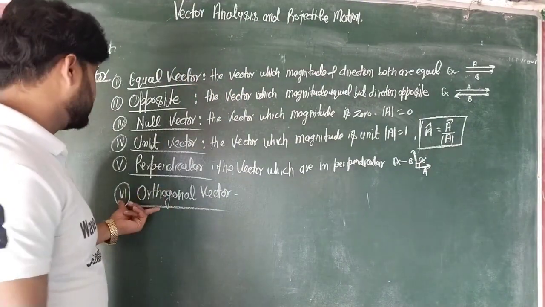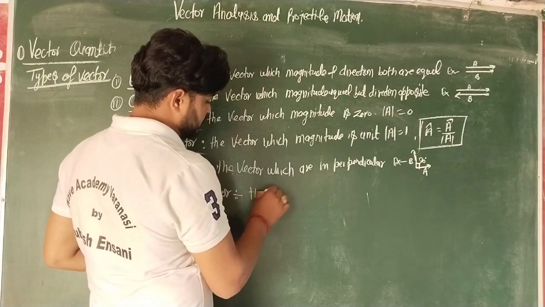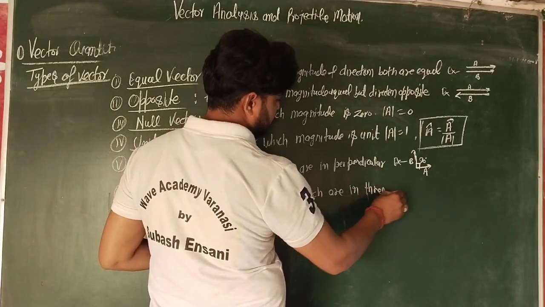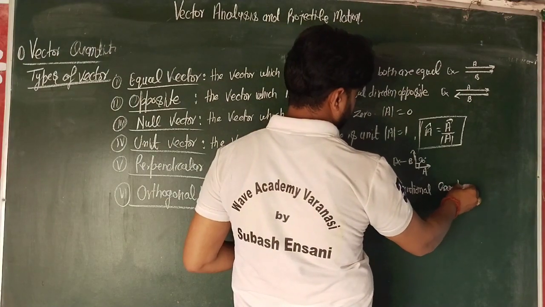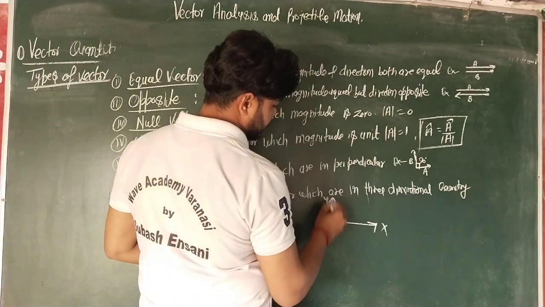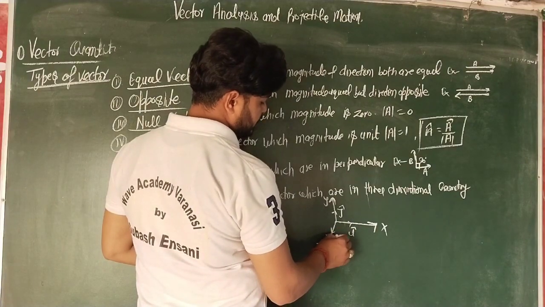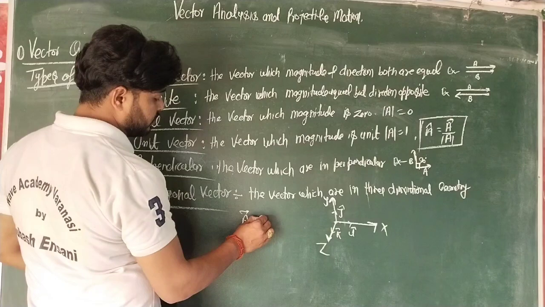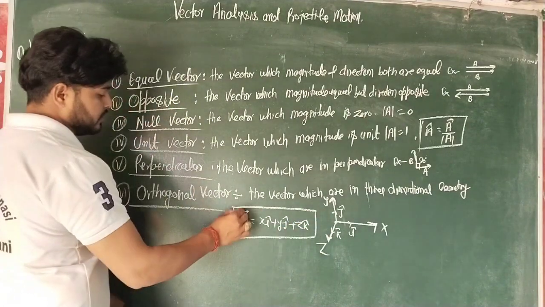The most important vector, orthogonal vectors. You know that orthogonal vectors are in three-dimensional geometry. The vectors which are in three-dimensional geometry are known as the orthogonal vectors. For example, x-axis, y-axis and z-axis. X-axis along unit vector i cap, y-axis along unit vector j cap, and z-axis along unit vector k cap. Then we can represent any vector A is equal to x i cap plus y j cap plus z k cap. That is the orthogonal vectors.